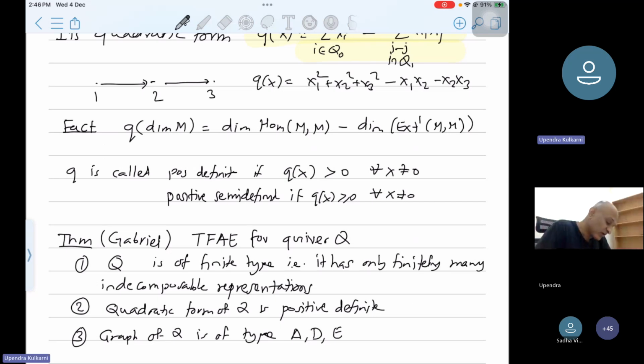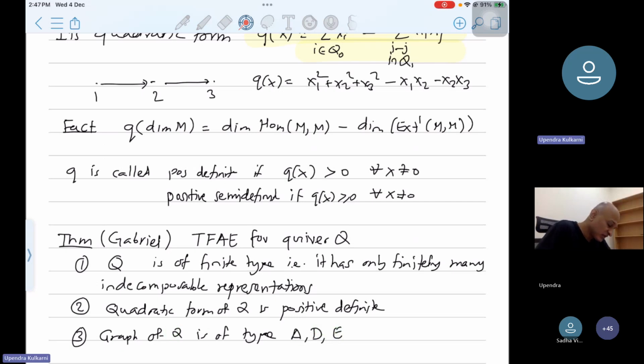It says that for a quiver Q, this is a question that we asked: we wanted to classify all indecomposable representations for any given quiver. Now that's too difficult a problem for an arbitrary quiver, but for quivers of very special type, type A, D, and E, which we will see momentarily, those quivers are of finite type. That is, there are only finitely many indecomposable representations. But in fact, the converse is true. That is, if the quiver is of finite type, then its underlying graph must be of this type, ADE.